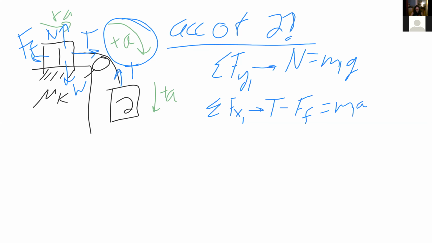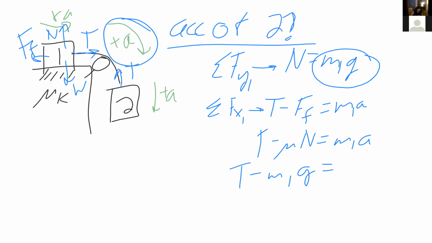What is our step for friction? Let's keep talking about it. The next step, once I have the system of equations, is to replace the force of friction with mu times the normal force. So this equation becomes tension minus mu times the normal force is equal to m1 times a. And then we want to substitute in something physical for the normal force, which in this case would be m1 times g. So we have tension minus mu m1g is equal to m1 times a.